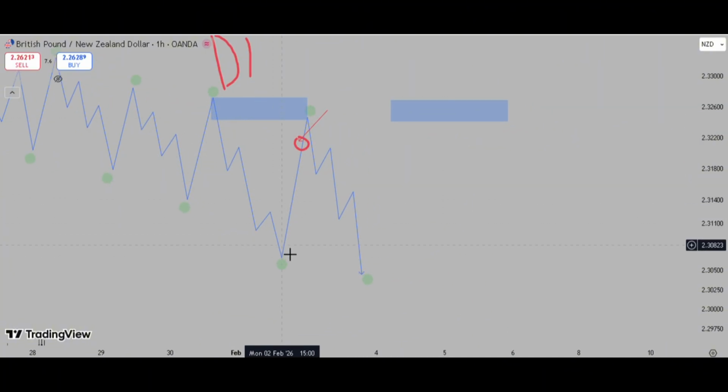In 15 minutes, you will see strong bullish momentum. But in the higher time frame, it's just driving towards your higher time frame POI. So this is what you are likely to see in 15 minutes, from this zone.